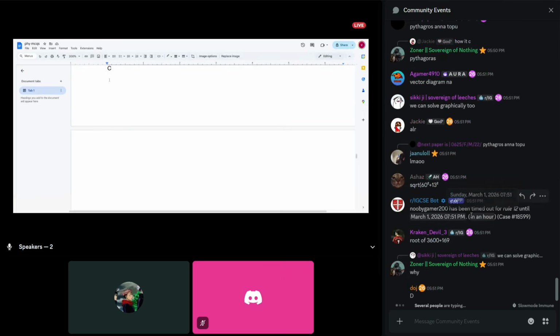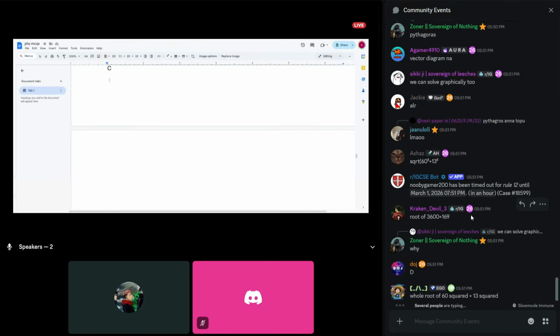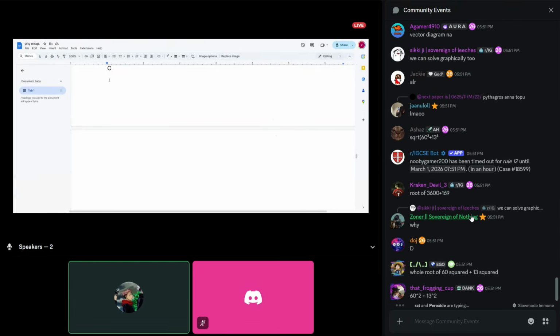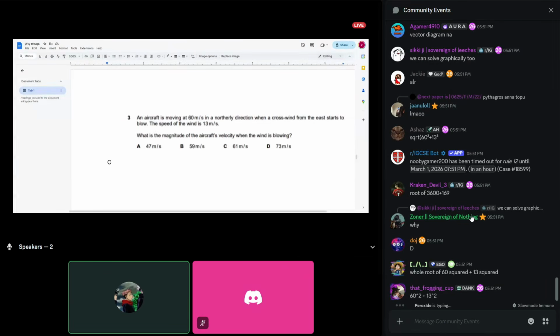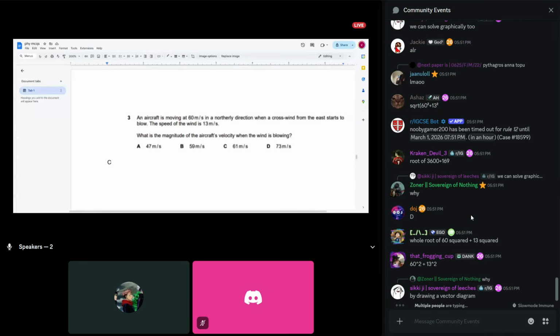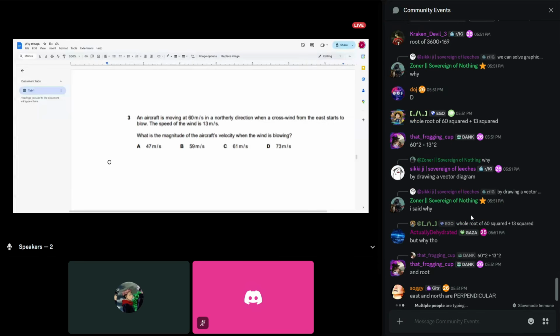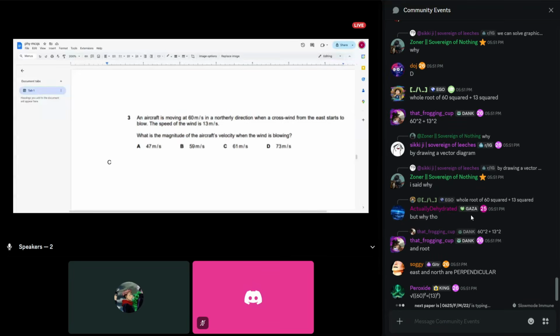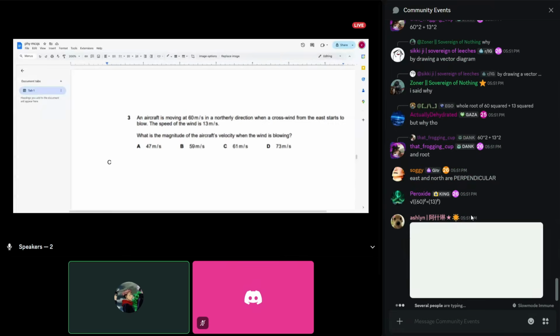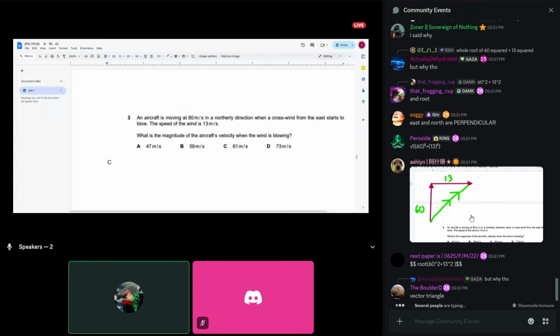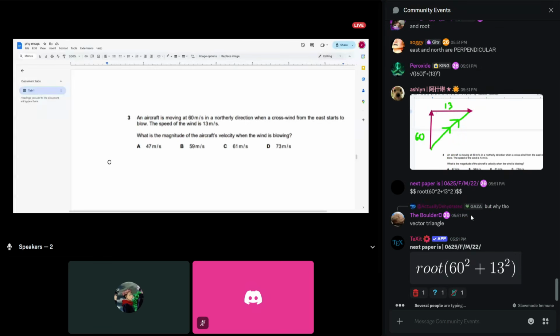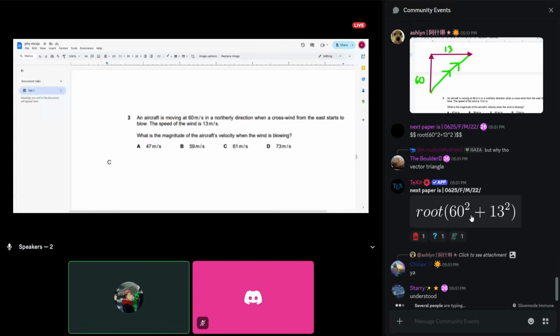Exactly. Square root of 60 squared plus 13 squared. Look, guys, velocity is a vector. You can use it in that way. Correct.